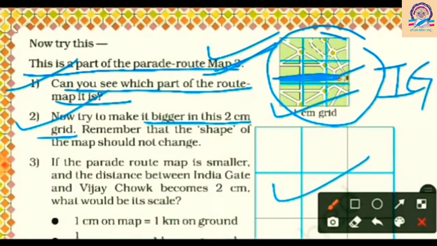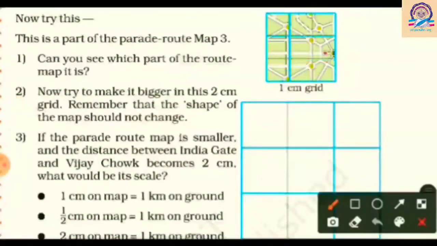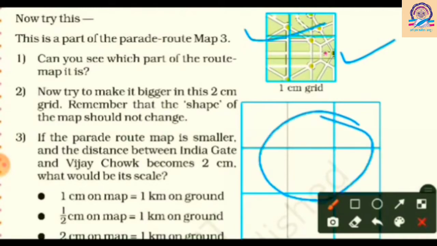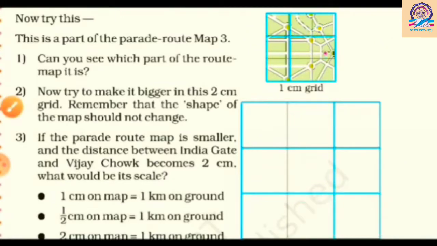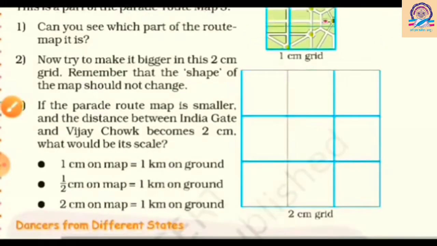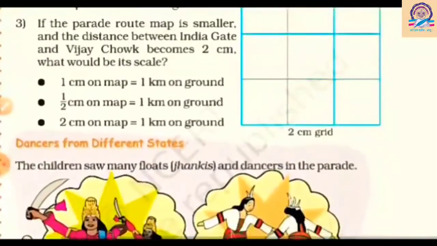The second question is, now try to make it bigger in this 2 centimeter grid. Remember that the shape of the map should not change. So you can simply draw this 1 centimeter grid in an enlarged or bigger view in this 2 centimeter grid. You have to start with India Gate. You can draw India Gate here, and in front of India Gate you can show the Rajpath and the other roads. Now let's come to question number 3.